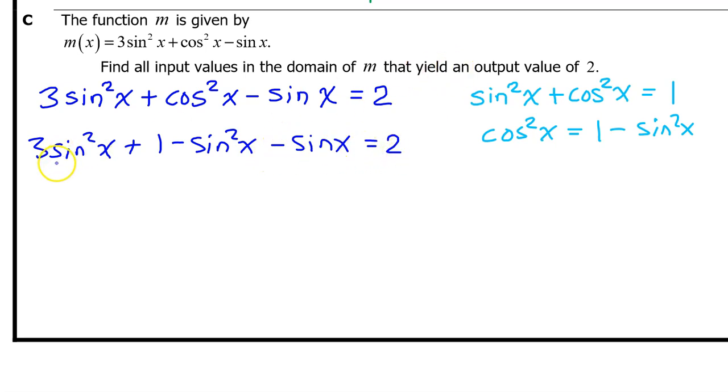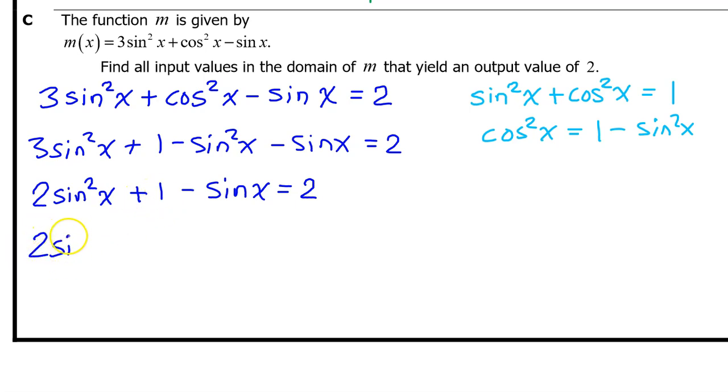I'm noticing that we do have like terms here and here. So 3 sine squared minus 1 sine squared will be 2 sine squared. So now we have this. To solve equations like this, we need 0 on one side. So let's subtract 2 from both sides, which will give us a negative 1. But as we rewrite, let's change the order to put it in a standard form. So we have 2 sine squared x, and then let's put the minus sine x in the middle, and then the minus 1 equals 0.